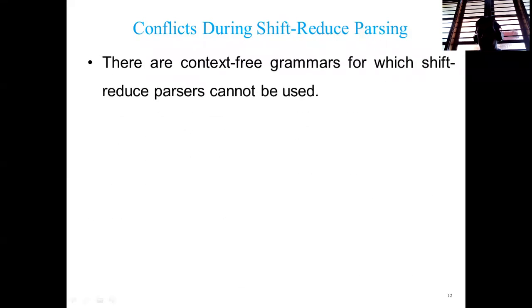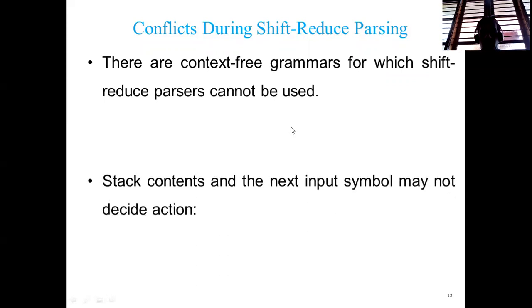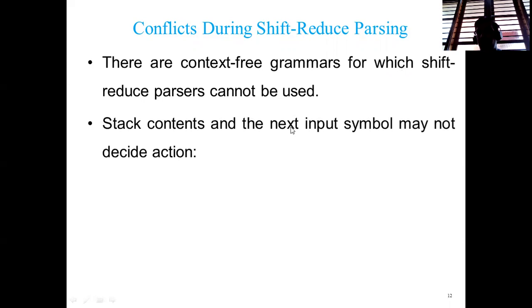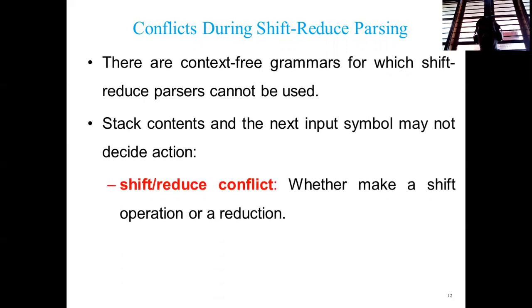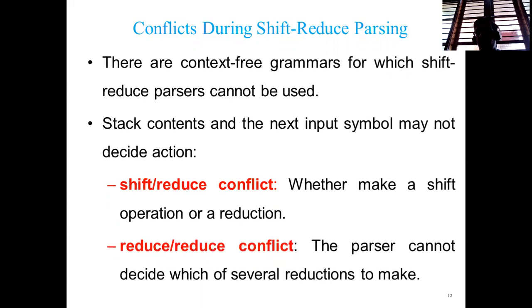There are context-free grammars for which a shift-reduce parser cannot be used. Stack content and the input symbol may not decide the action. That is, there are two types of conflict in shift-reduce parsing. One is shift-reduce conflict, whether to make a shift operation or a reduce operation. And the next one is reduce-reduce conflict. The parser cannot decide which of the several reductions to make.